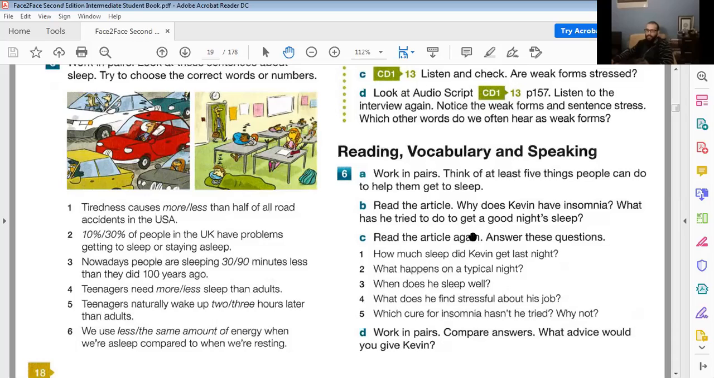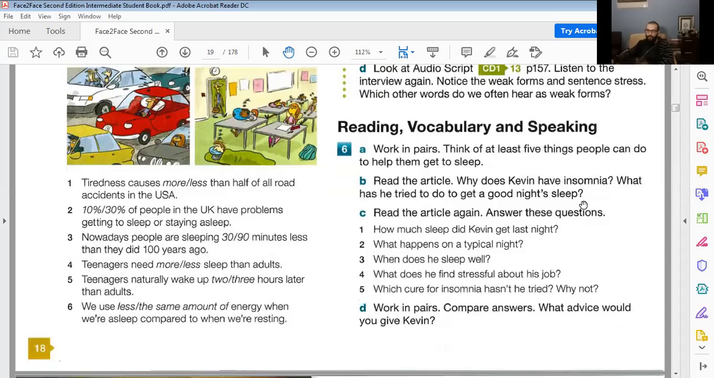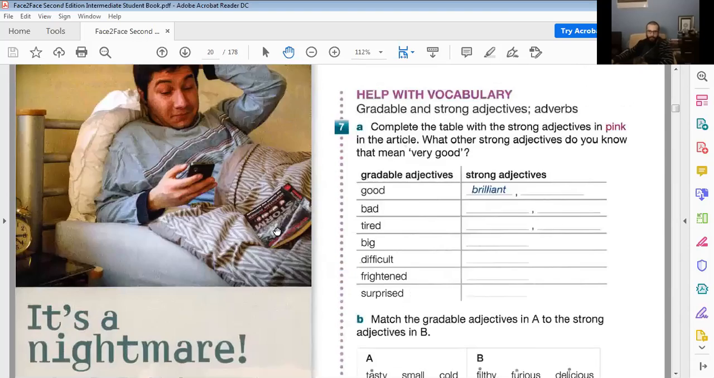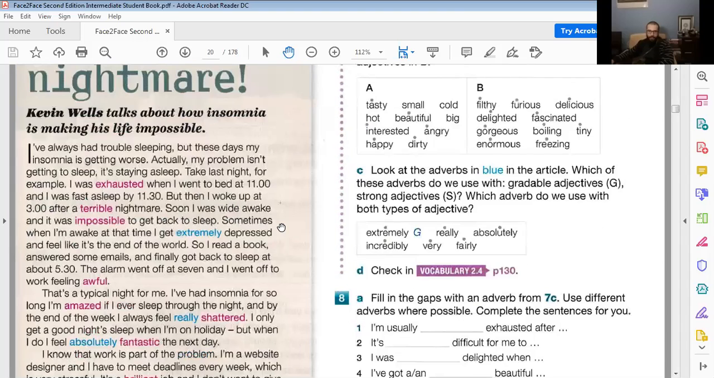And actually, in this article, we're going to read some of the things that I think will mention some of the things we talked about. It says here, read the article, and we want to answer this question: why does Kevin have insomnia? And what has he tried to do to get a good night's sleep? So we're going to hear the story of someone who has insomnia, Kevin, and we'll find out what he's tried. So this is Kevin, and let's see his story.